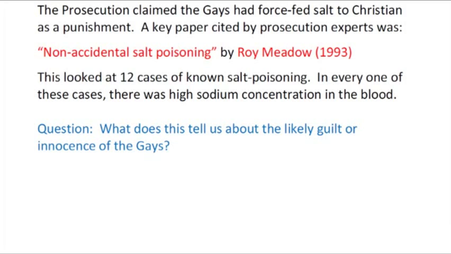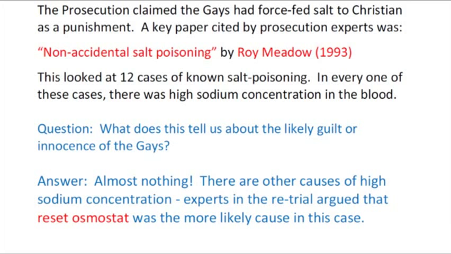So imagine you're on the jury and you're told that in 100% of all known cases of salt poisoning there is high sodium concentration in the blood, and here we had this child who's died and has been found with high sodium concentration in the blood. That 100% figure might look quite convincing, but I hope you all appreciate by now that, again, we're looking at a conditional probability the wrong way around. What does this tell us about the likely guilt or innocence of the Gays? The answer is almost nothing.